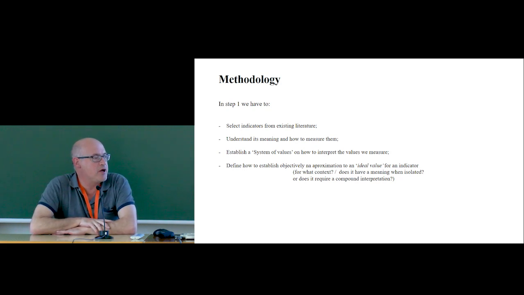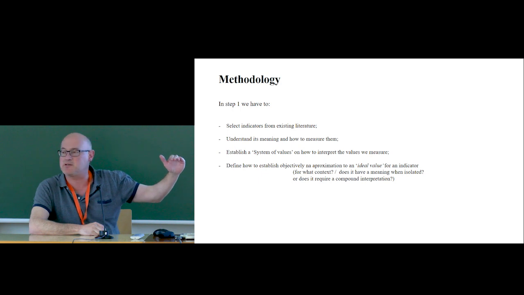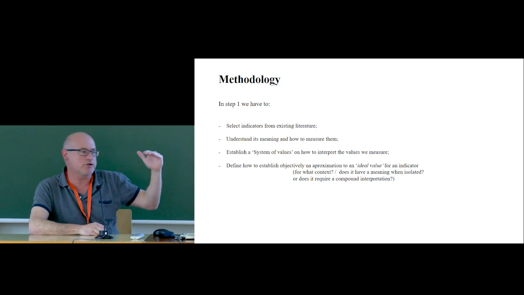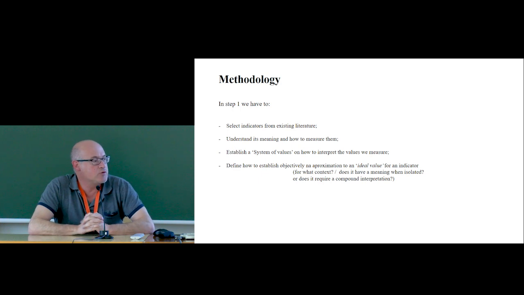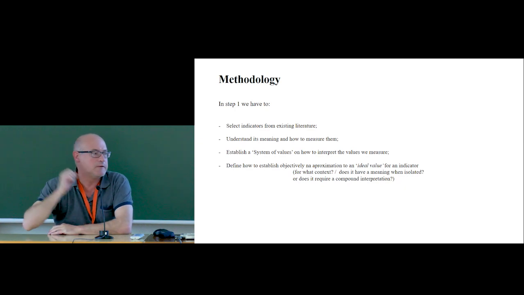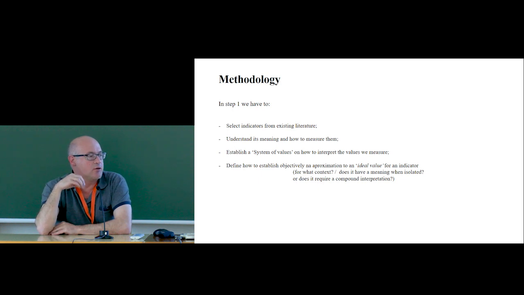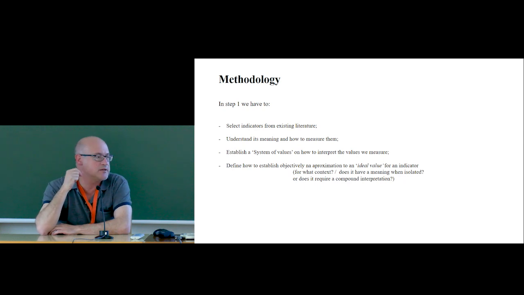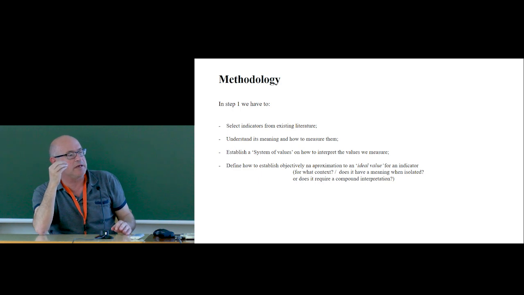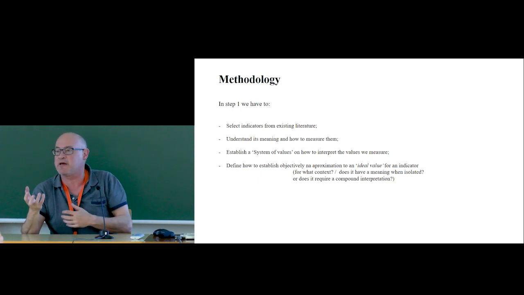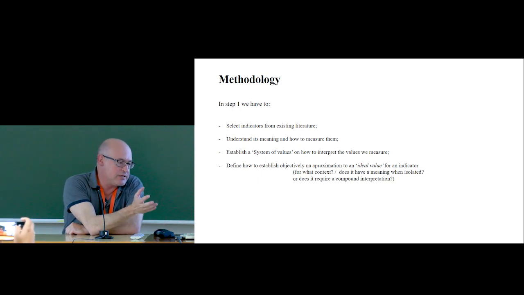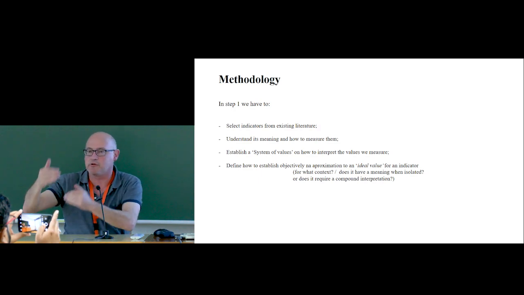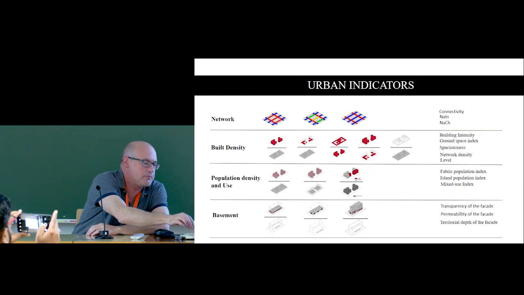So in terms of methodology, the first step, we have to select indicators from existing literature, understand its meaning and how to measure them, establish a system of values on how to interpret the values we measure, define how to establish objectively an approximation of an ideal value for an indicator, and for what context, and also to identify if it has a meaning when it is isolated, or if this meaning requires a compound interpretation together with another indicator. And this was a very important step for reaching an objective approach to the problem.